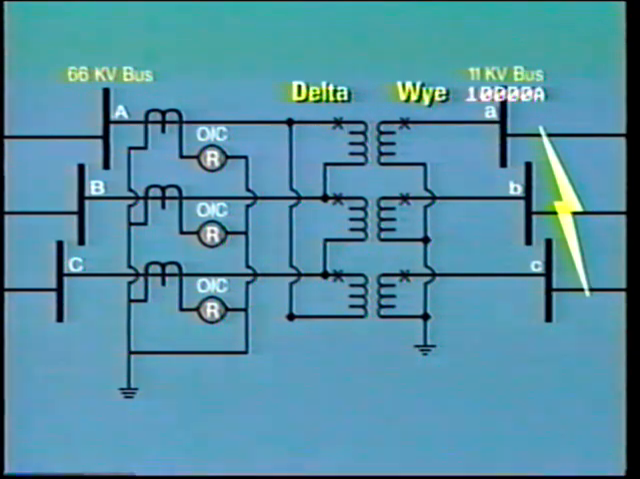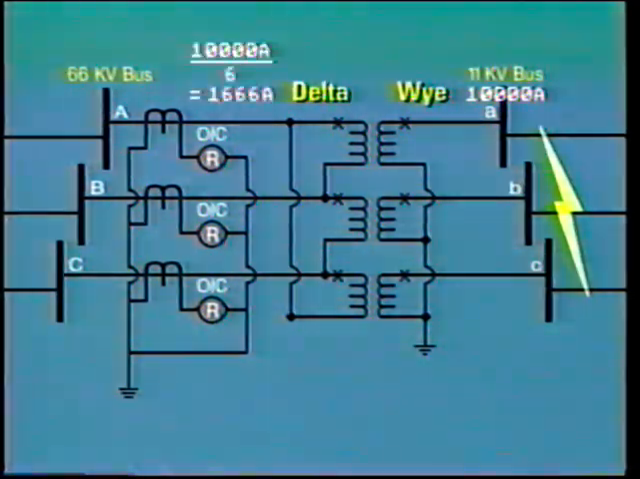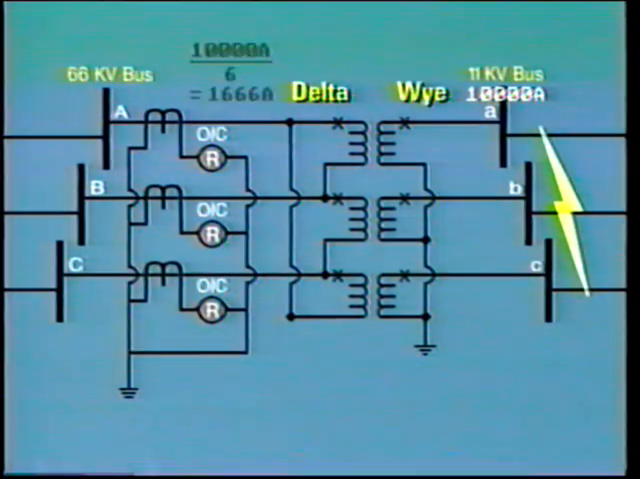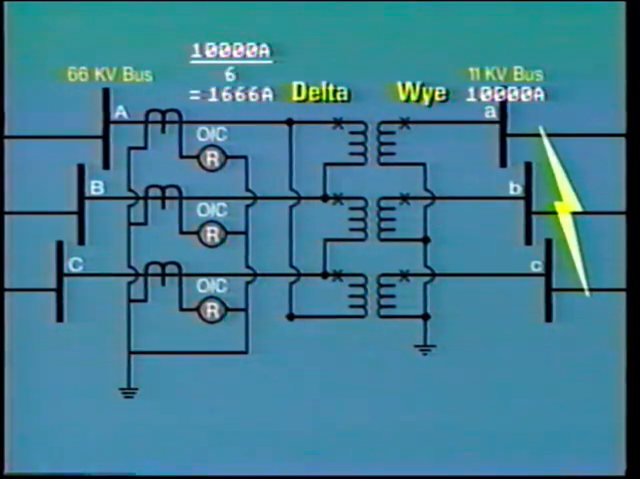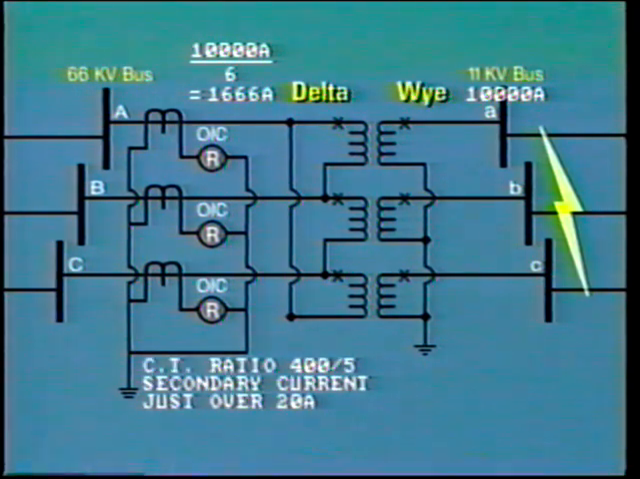For example, a 10,000 amp three-phase fault on an 11 kV feeder would be seen by the 66 kV CTs as 10,000 divided by 6 equals 1,666 amps. For a typical CT ratio of 400 to 5, the value of secondary current passing through each phase relay would be just over 20 amps.